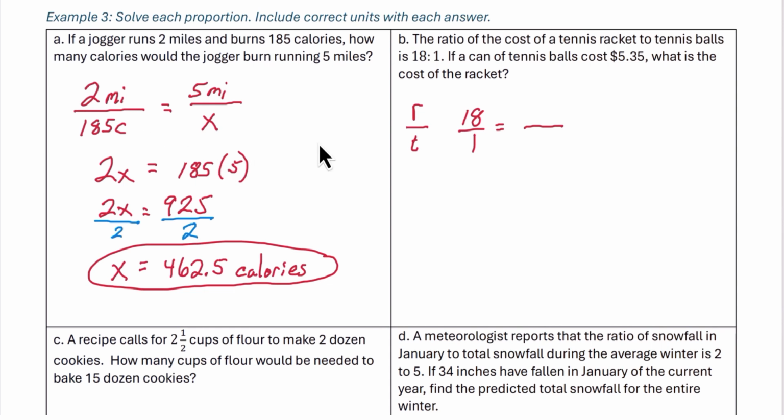Notice that on the left, I have tennis balls in the denominator. So on the right, I need to have the tennis balls in the denominator. $5.35. The unknown is the numerator, the cost of the racket. Notice we have a proportion. We can cross multiply. 18 times 5.35. That is equal to 1 times x, or just x.